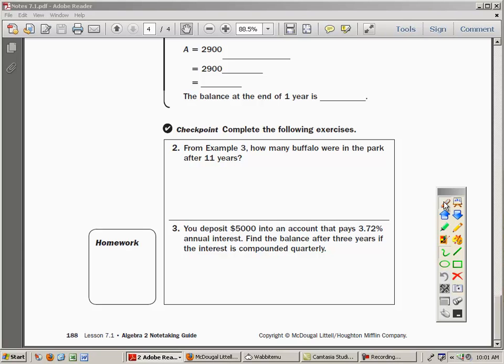All right, so for example 2, we're going back to our original function. This was number of buffalo equals 38 times 1.07, and we want to know after 11 years, we simply plug in 11. This is just a plug into your calculator kind of thing. You get 79.98 buffalo, which doesn't make any sense. We're going to round that off to roughly 80 buffalo.